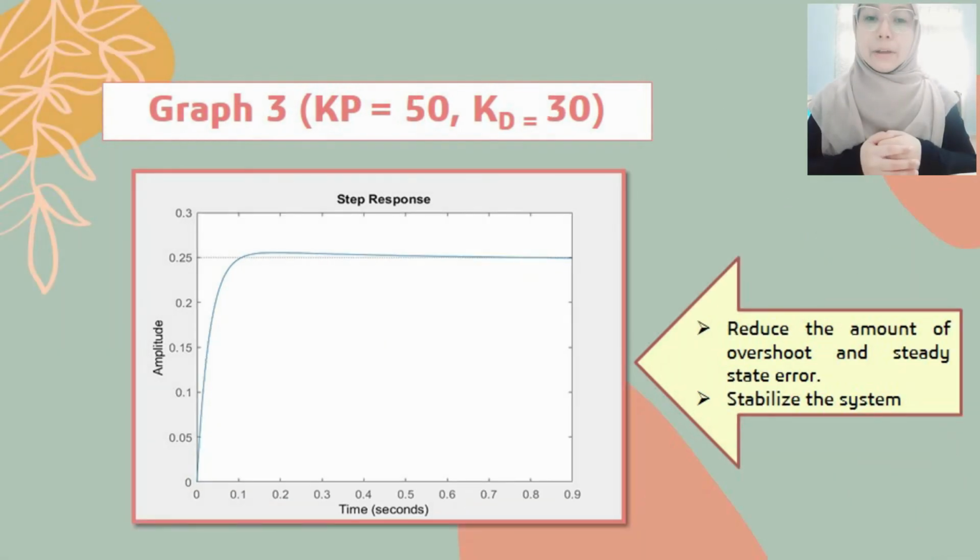And for the third outcome, we increase the value of KP and KD, where KP is equal to 50 and KD is equal to 30. As a result, we managed to lower the settling time and reduce the overshoot and the steady state error. We can conclude that when we increase the amount of KP and KD, we manage to improve the stability of the system.